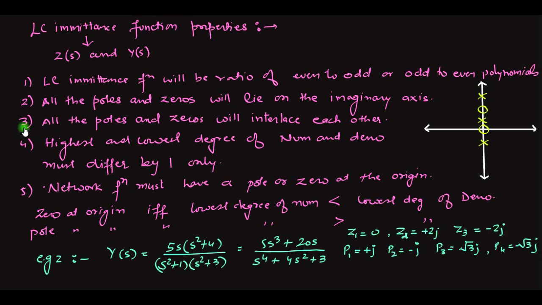Let us check the third condition, which says all the poles and zeros will interlace each other. To check condition number 3, let us plot these poles and zeros on the S-plane.